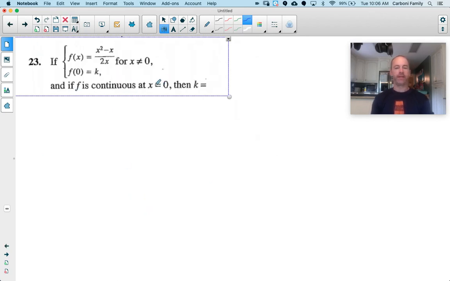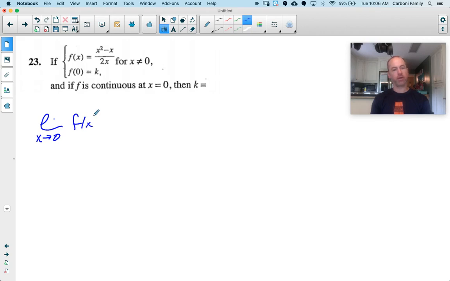Number 23 is if f is continuous at 0, then k is equal to something. It's a similar problem to the last, except we need to find out what f of 0 is. In order for something to be continuous, we need the limit as x approaches the point in question of f of x to equal f of 0. And f of 0 is the value of k. So really for this problem, if I can simply find the limit as x approaches 0 of f of x, I will find f of 0, which is k, and that is the answer to the question.